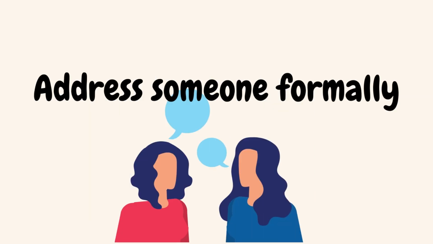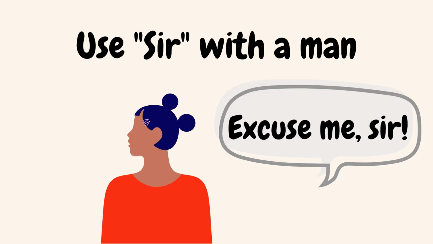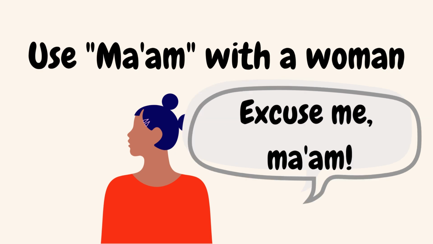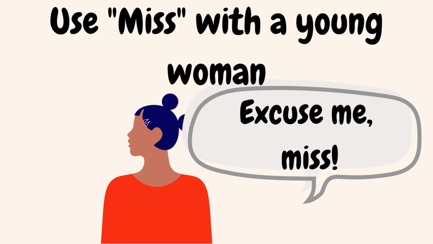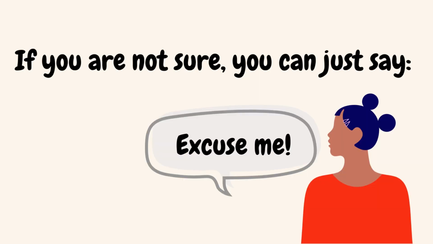Let's learn how to address someone formally. Use sir with a man. Excuse me, sir. Use ma'am with a woman. Excuse me, ma'am. Use miss with a young woman. Excuse me, miss. And if you are not sure which one to use, you can just say, excuse me.